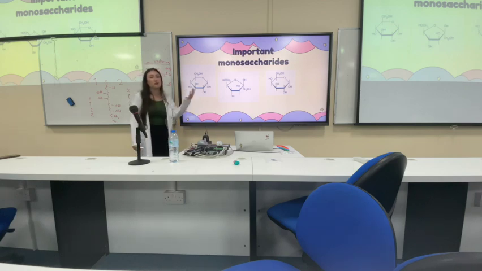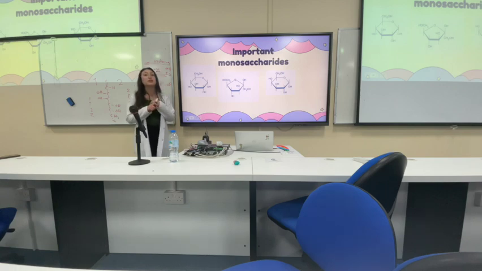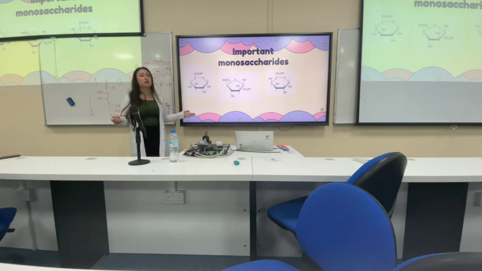Glucose, of course, is the most important carbohydrate for our energy. Very important, especially for the brain. Very, very important. Where do we get it from usually? Food, bread has a lot of it, most of the sugars contain it. Very important for our energy.